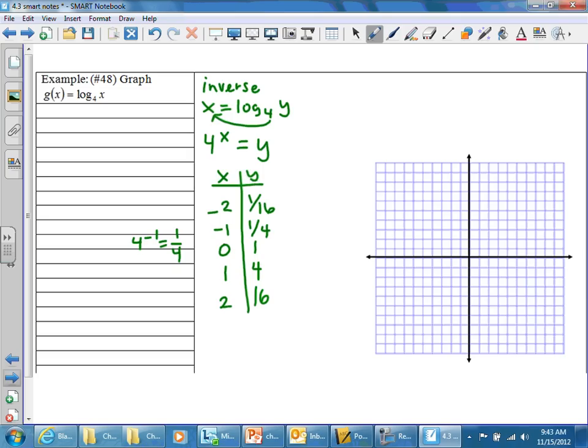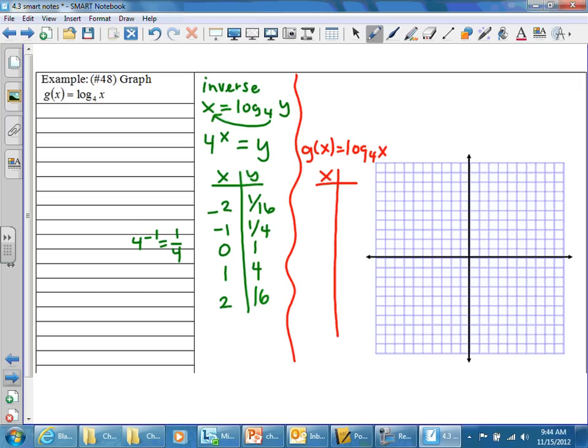This is not what I want to graph. I'm going to use this now to graph my log function. And how I'm going to do that is I'm going to flip-flop the x and the y's from the inverse, because with an inverse the domain and the range switch. So I can graph these points now in red on my chart.